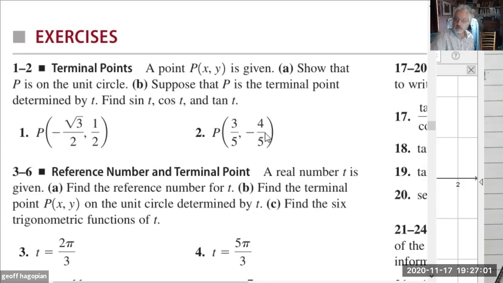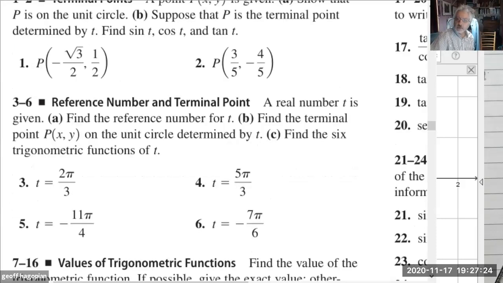Well, sine is Y, cosine is X, and tangent is the ratio of Y to X. So the tangent of T would be -4/3, right? The ratio of Y to X would have the 5s canceling. You just get -4/3. Am I monitoring the chat? If you have questions, you can always put them in the chat.